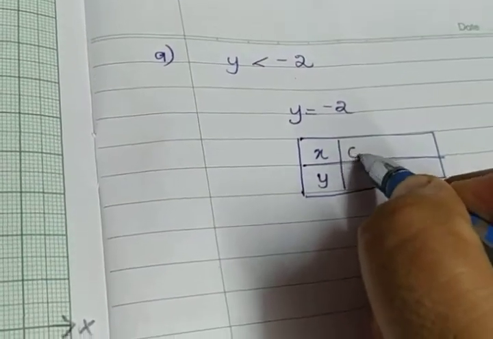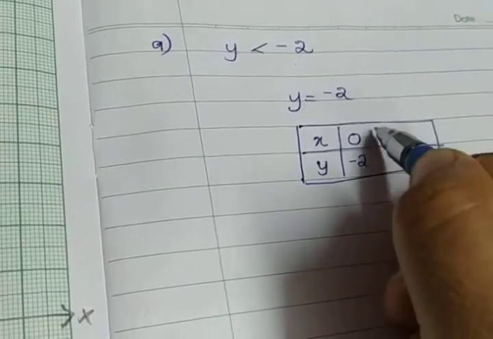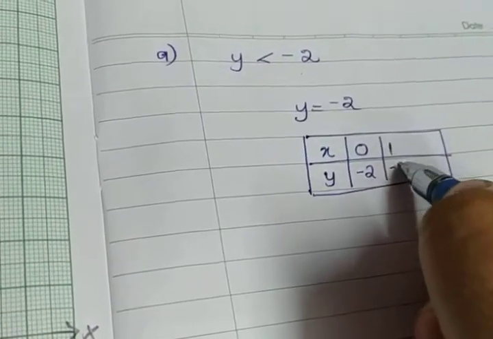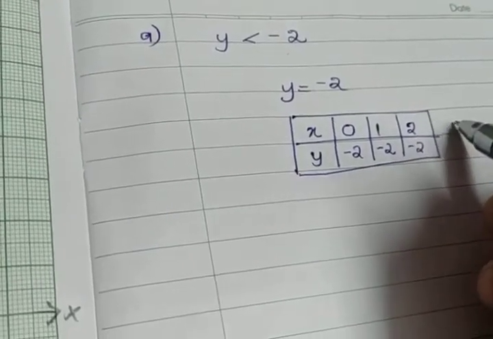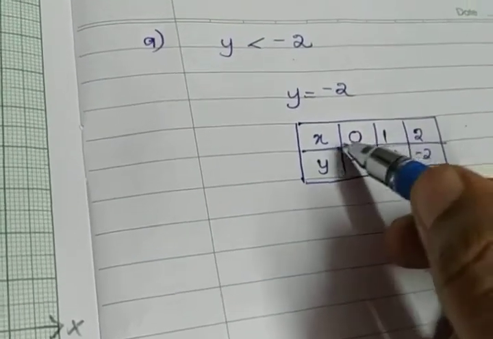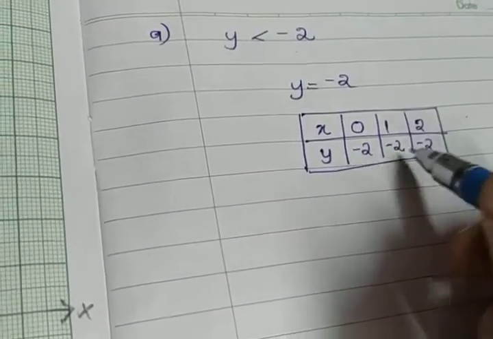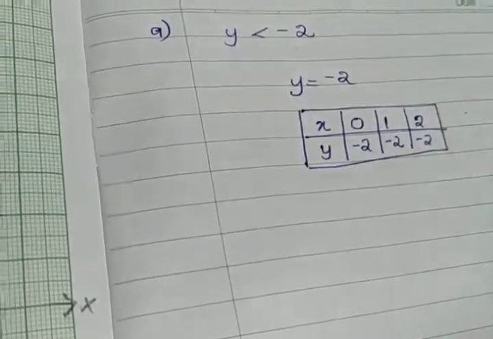That means when x takes the value 0, y is minus 2. When x takes the value 1, y is minus 2. When x takes the value 2, y is minus 2. When x takes the value 10, y is minus 2. Whatever value x takes, the value of y remains the same. It is minus 2.